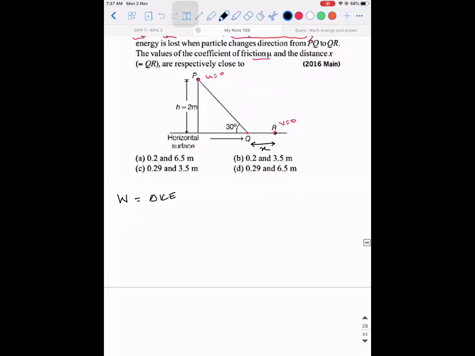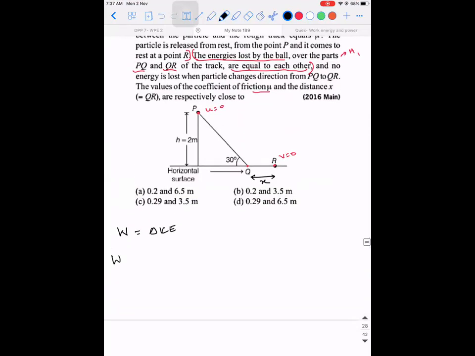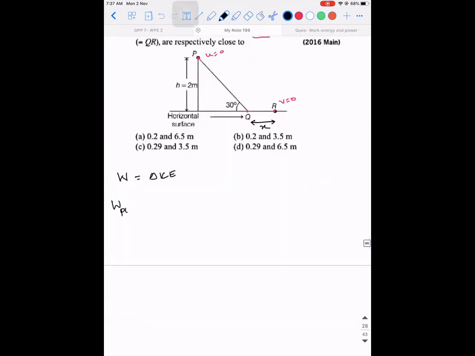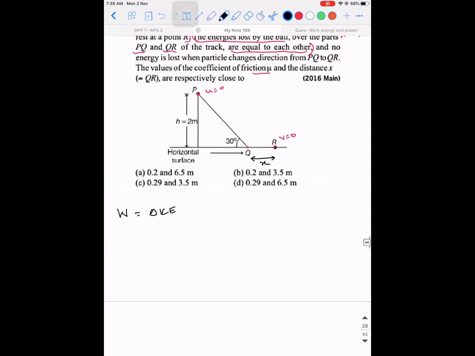So work done is equal to change in kinetic energy. So I'm saying this. What did they say? Energy lost by the ball over the parts PQ and QR. So what is the work done in the part PQ? Now tell me, work done is equal to change in kinetic energy. So who's doing the work? The loss in what is equal to the gain in what?